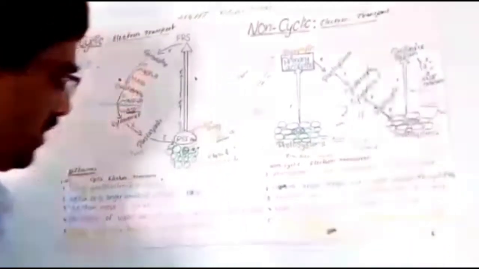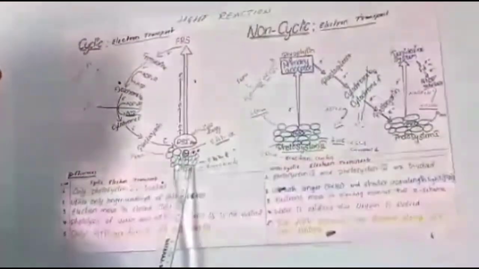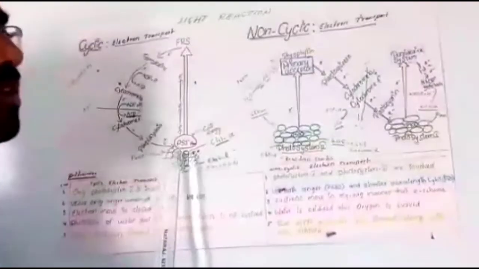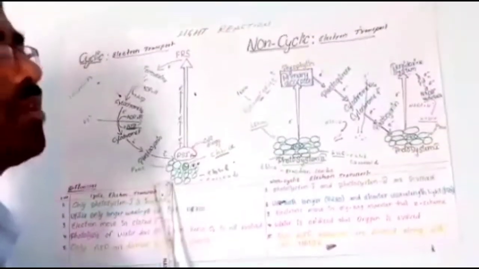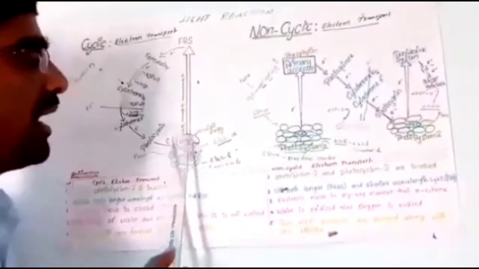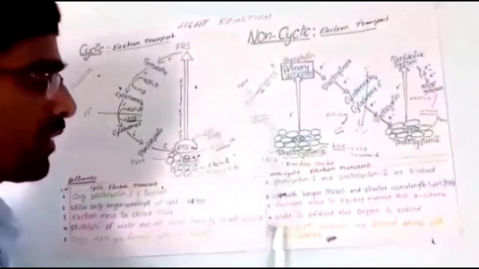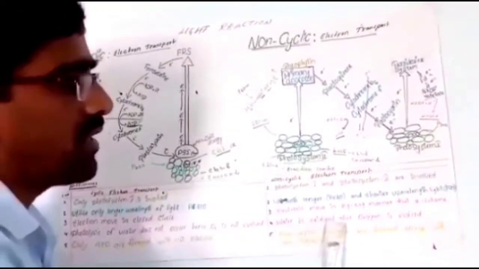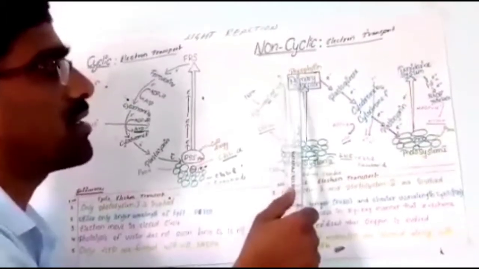Photolysis of water does not take place here. In this process, splitting of water does not take place. The liberation of oxygen is not possible, liberation of protons is not possible, and liberation of electrons is not possible. In this process, only the electrons given from photosystem 2 are going on here. But in the non-cyclic one, water is oxidized and split into protons, electrons and oxygen.